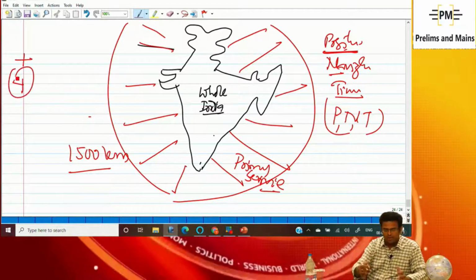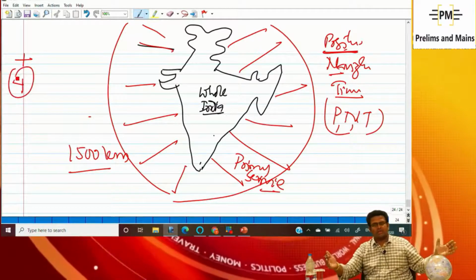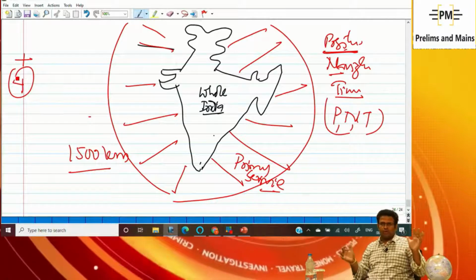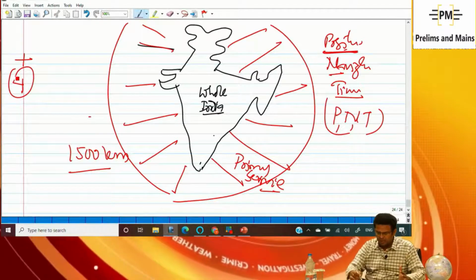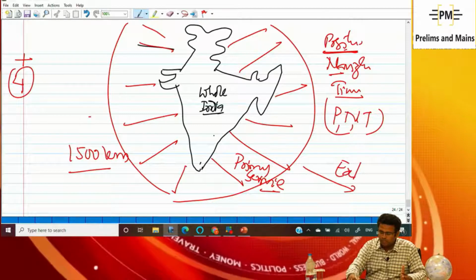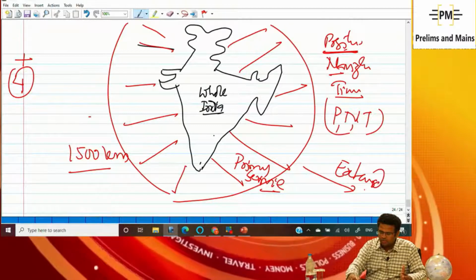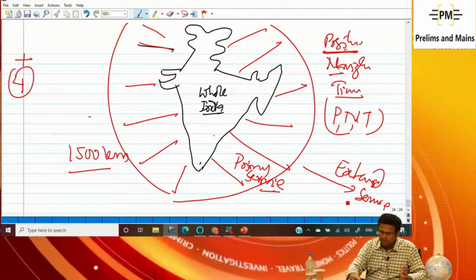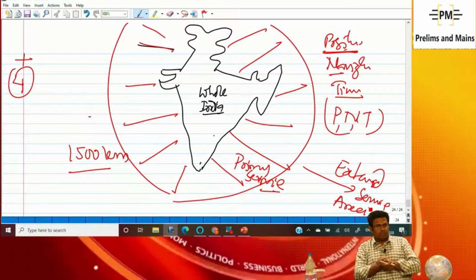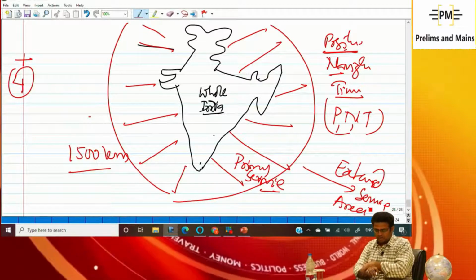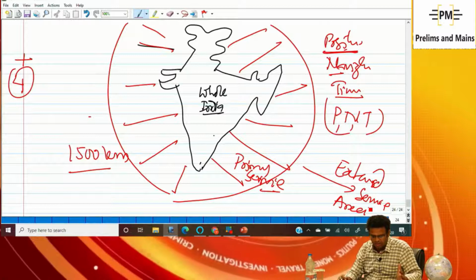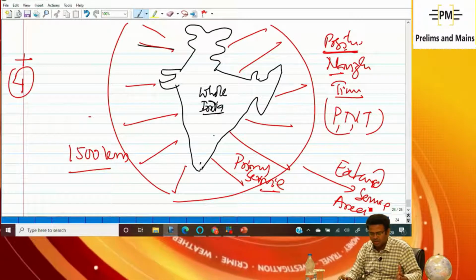The 7 satellites are there now, but in the future India is thinking about adding 4 more, which will make it 11. Then there will be another extended service area covering more area. So this is the navigation of India with 7 satellites.